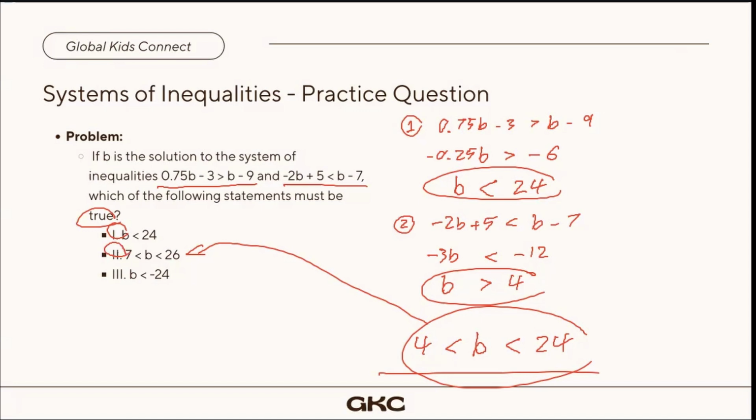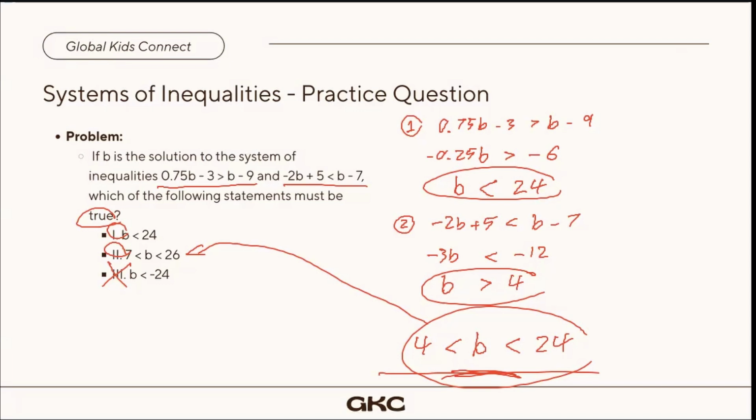However, for statement 3, when b is less than negative 24, we can say that this is incorrect because from our general inequality here, we can see that b cannot be a negative value. It is always positive. And therefore, we can state that statement 3 is incorrect. And therefore, our only correct choices will be statement 1 and statement 2. Does anybody have any questions for this one?